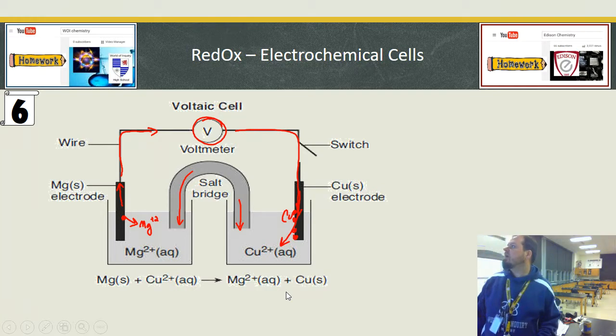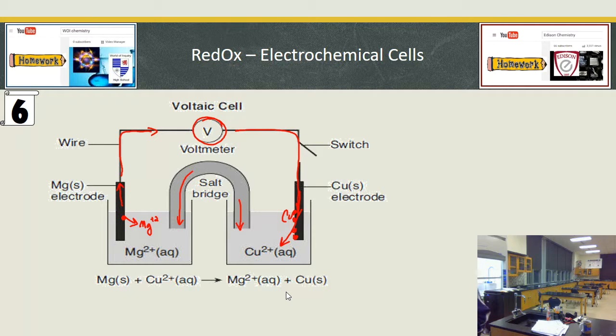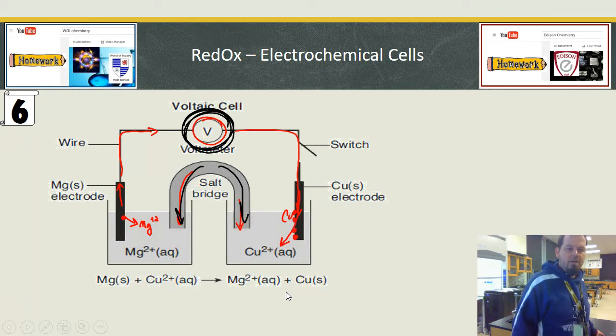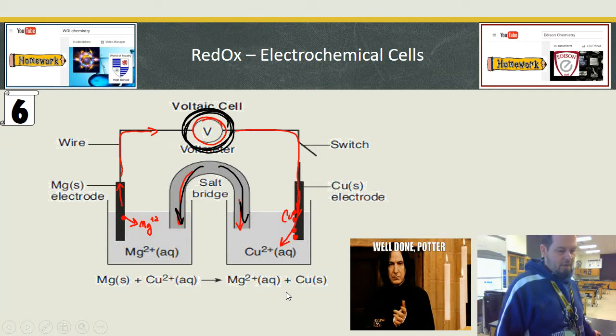So 2 things that voltaic cells have that are a big clue: there is a voltmeter or a resistor of some sort, and there is a salt bridge. Those are 2 things that are not present in the electrolytic cell, which we're going to find out in the next video. And we are done.